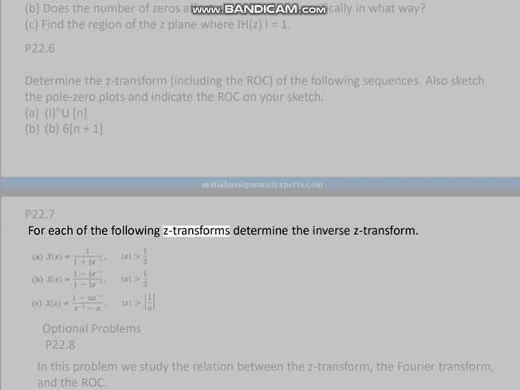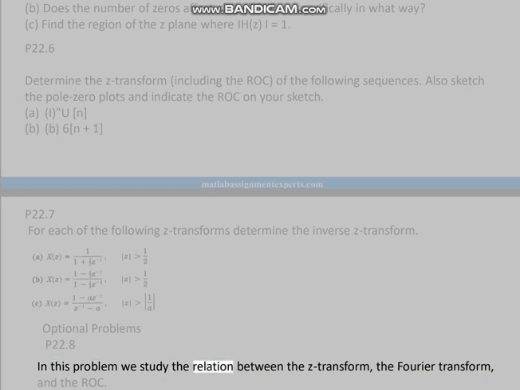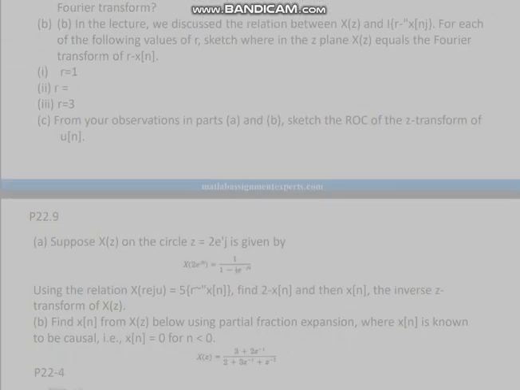P22.7 For each of the following z-transforms, determine the inverse z-transform. Optional problems. P22.8. In this problem, we study the relation between the Z-transform, the Fourier transform, and the ROC. A. Consider the signal x[n] equals u[n]. For which values of r does r^(-n) x[n] have a converging Fourier transform? B. In the lecture, we discussed the relation between X(z) and the Fourier transform of r^(-n) x[n].